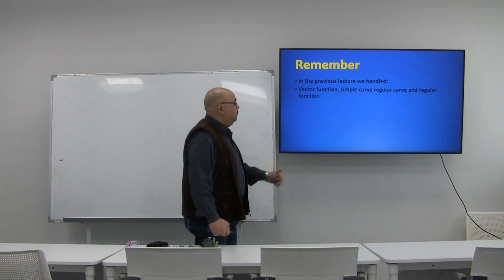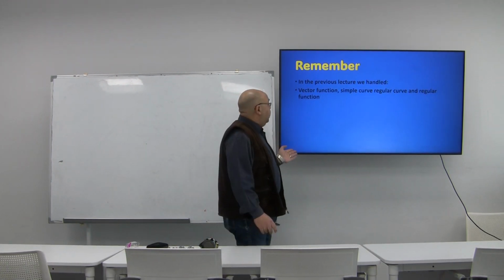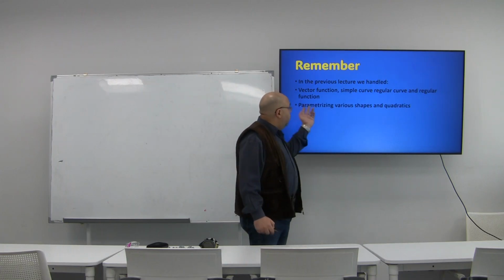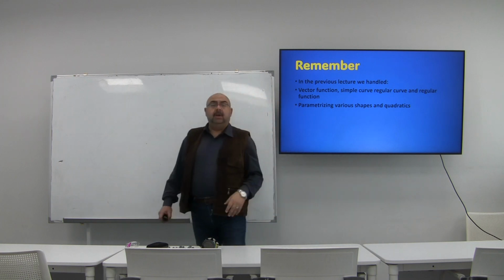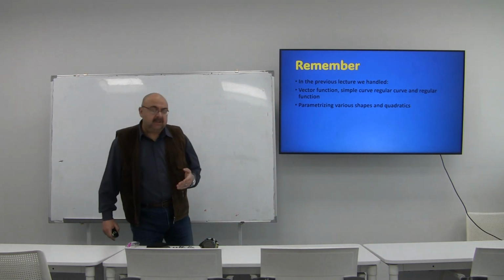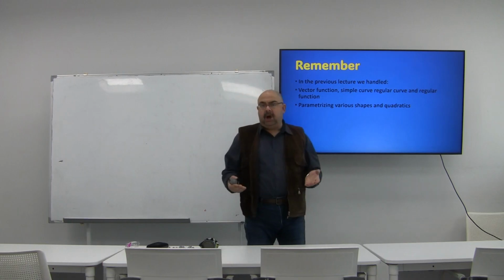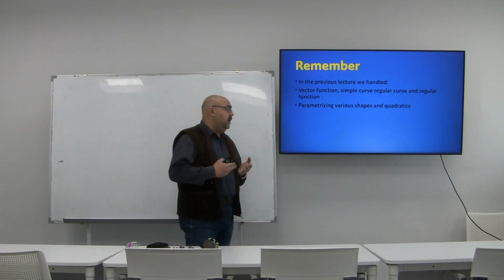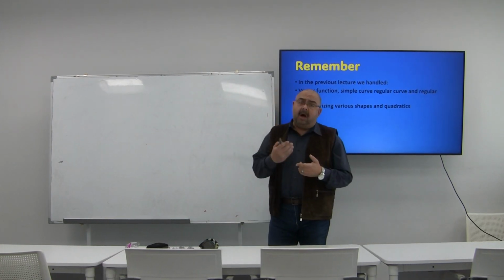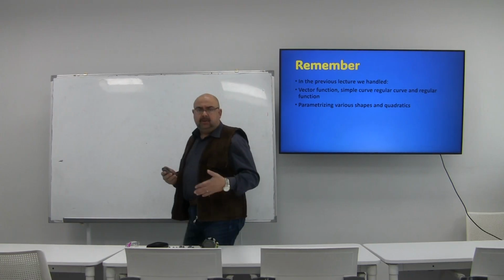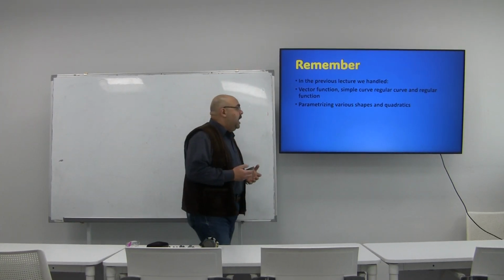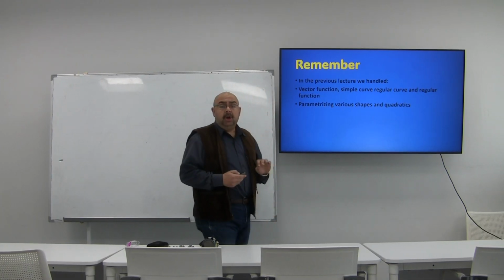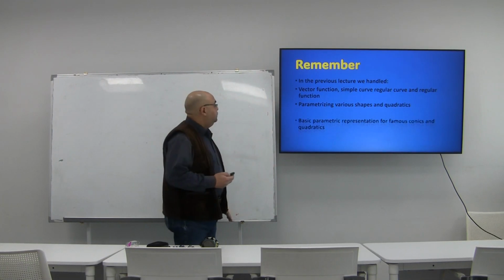I want you to remember about the previous lecture. We handled, number one, the definitions of the vector function, simple curve, and regular functions. Number two, parametrizing various shapes and the quadratics. We saw the various forms that we can use in order to parametrize some of the famous shapes, like a circle, like an ellipse, like a parabola, like a hyperbola. And also we went through an ellipsoid represented in parametrization. So this is really a very important part.